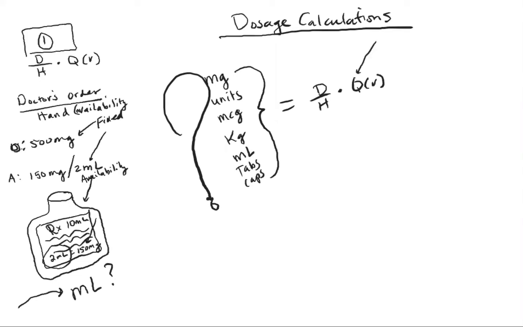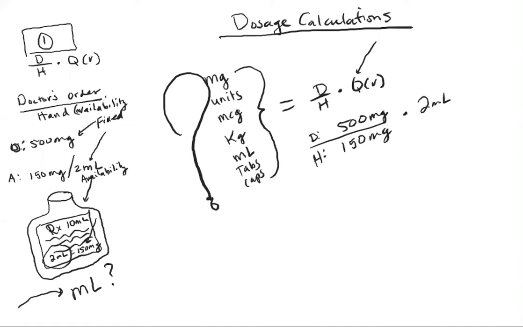So all we have to do now is plug in the information. Where's your doctor's order? How much is that based on the question I provided for you? 500 milligrams. What about what you have on hand, your availability? 150 milligrams for every, how much quantity or volume? 2 mL. Now you've written down your question, and you plug into your calculator 500 divided by 150.